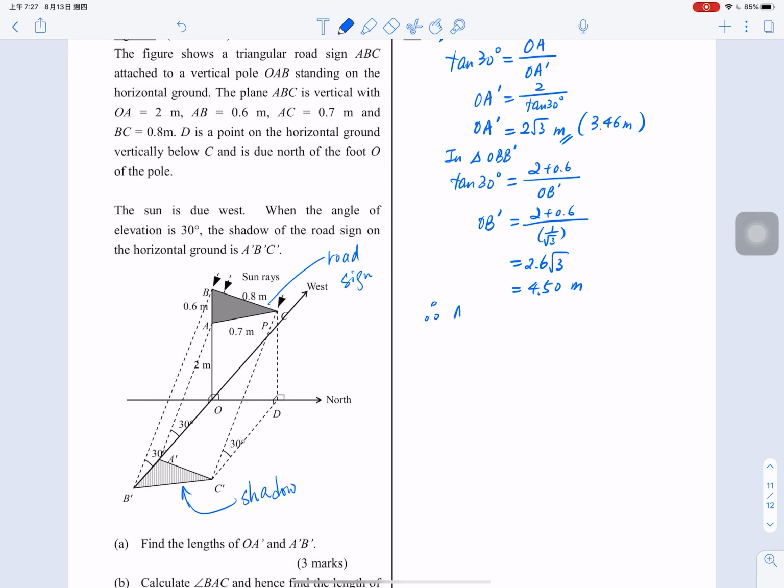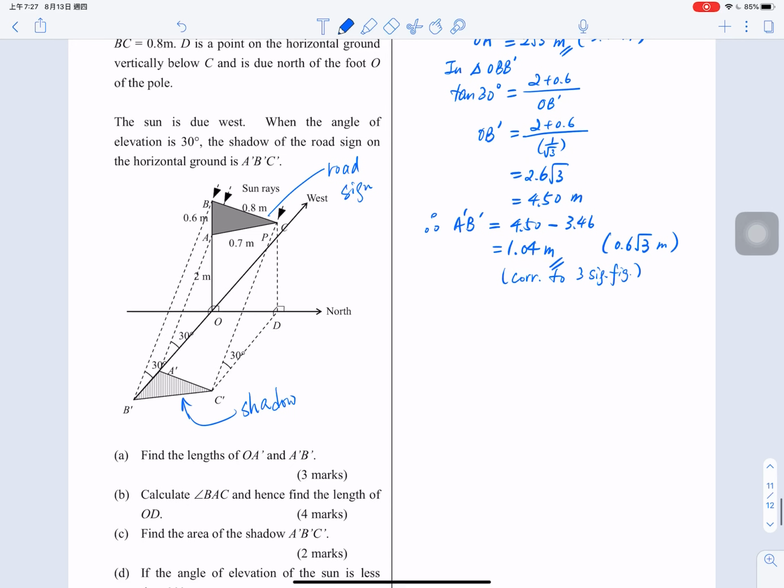So as a result, A'B' equals 4.50 minus 3.46, this one 1.04 meters. Maybe someone will write it as 0.6 times root 3 meters. It's better for you to write like this. And write down correct to 3 significant figures. Okay, great. Let's go on to part B.